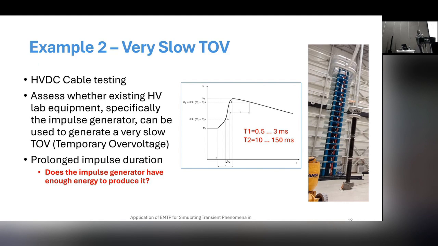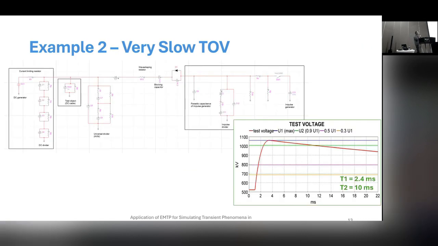So this is similar to, let's say, switching impulse, but as you can see here, the required front and tail times are much longer, which means that we are simulating basically temporary voltage. And we need to ensure prolonged impulse duration. So the main question during this test is related to the impulse generator. Does the impulse generator have enough energy to produce such long, say, waveform? So again, for this case, we did EMTP model of the laboratory circuit, and here you can see some of the results. So this is the wave shape that we got.